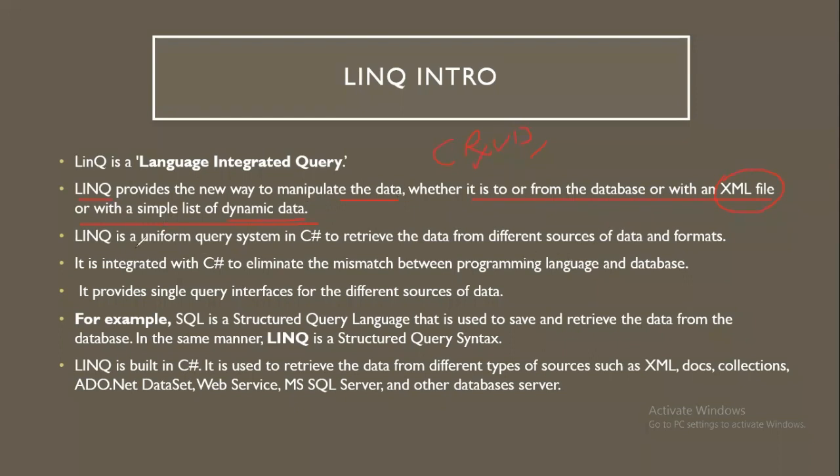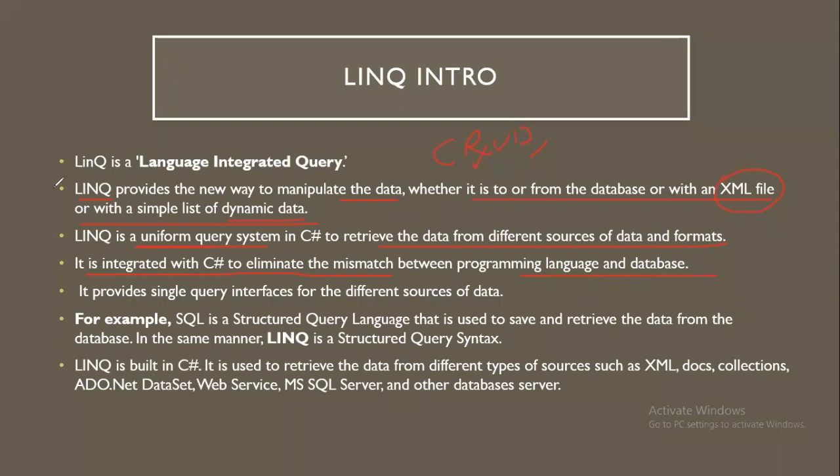So LINQ is a uniform query system, you can see. The same query can be used to work with different databases. Whereas if you don't use LINQ, the SQL query will be different for every database, which is cumbersome. So LINQ is a uniform query system in C# to retrieve data from different sources of data and formats. It is integrated with C# to eliminate the mismatch between programming language and database.